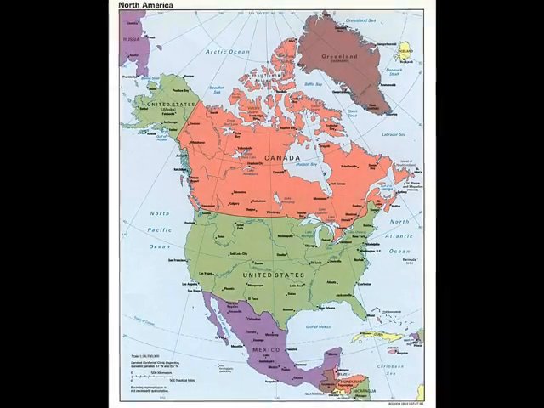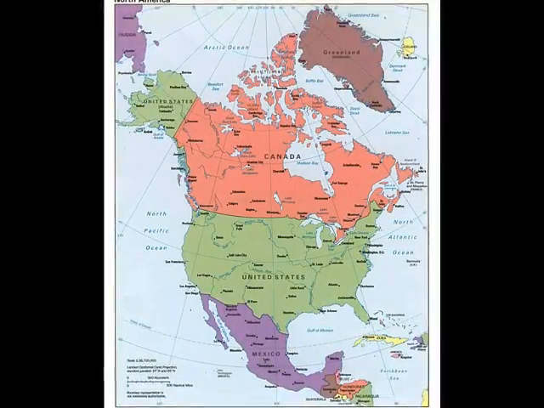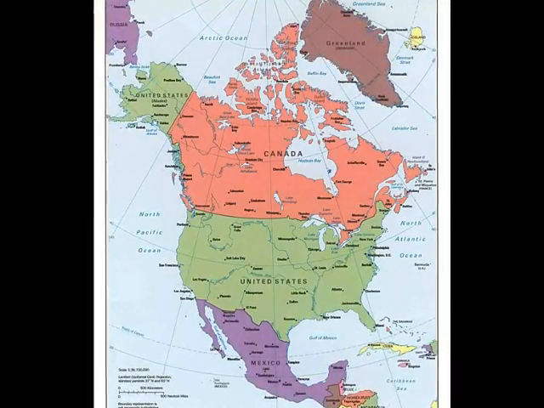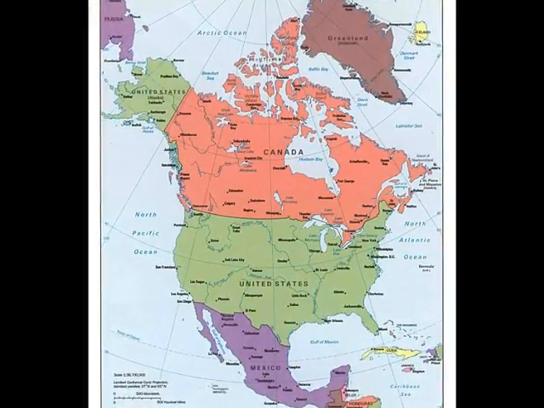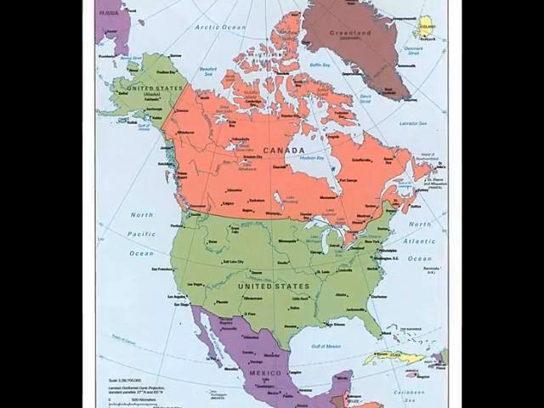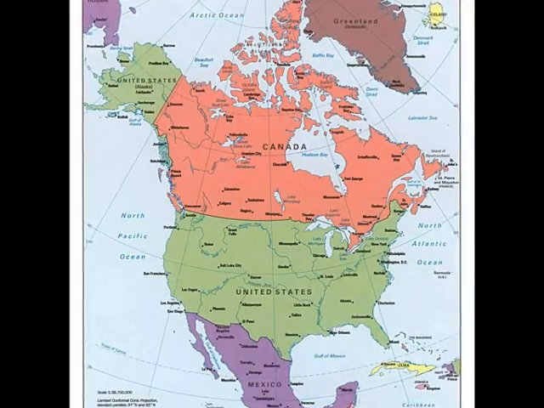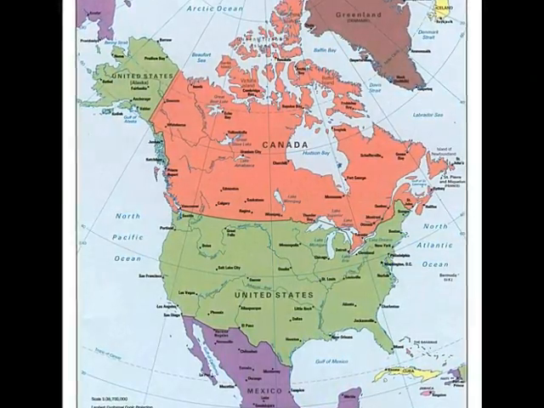North America is divided into four parts: Greenland, Canada, United States of America, and Mexico. Greenland is located at the top of the map. Underneath Greenland is where Canada is located. Below Canada is the United States of America. At the very bottom is Mexico.